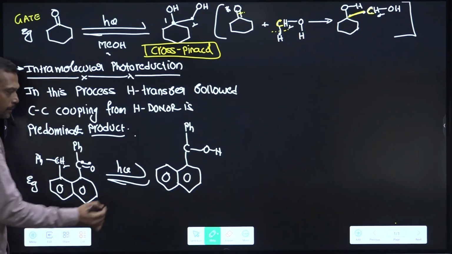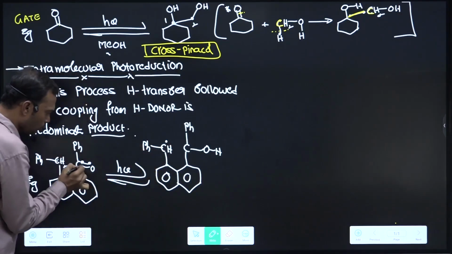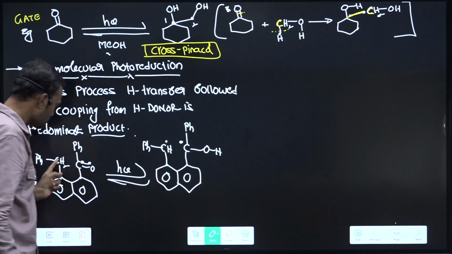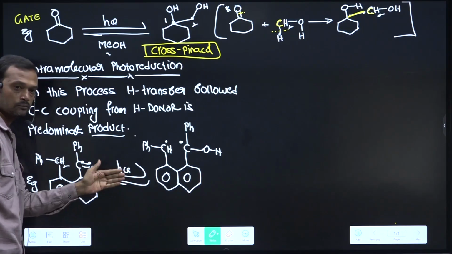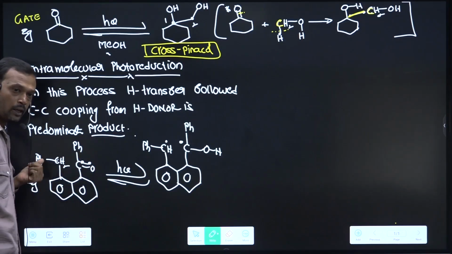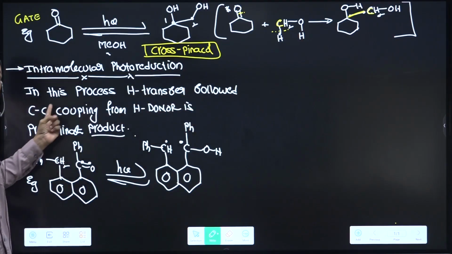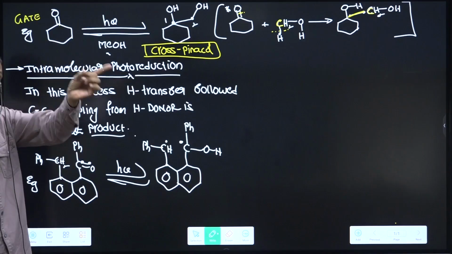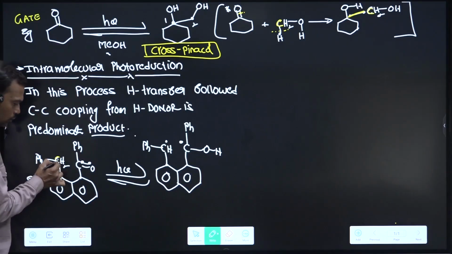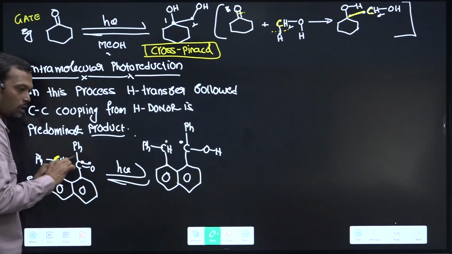Now this carbon carries only one hydrogen. Now Ph is already present. If you break this bond symmetrically, here you will get one radical or not? Now the two radicals, see, this carbon donating one hydrogen on oxygen, followed by CC coupling. In this process, hydrogen transfer followed by CC coupling. Whichever atom donates hydrogen, the same atom undergoes CC coupling. Which atom is donating hydrogen? Carbon or not? This carbon donates hydrogen, the same carbon forms the CC bond.